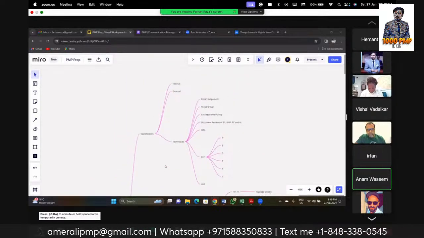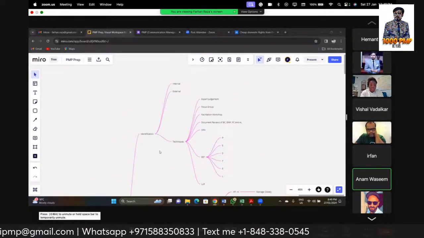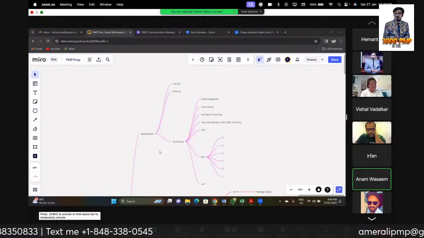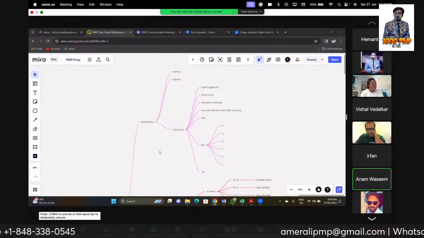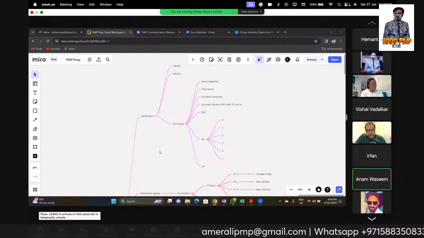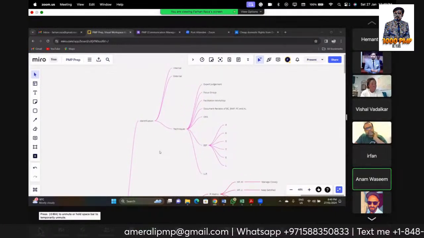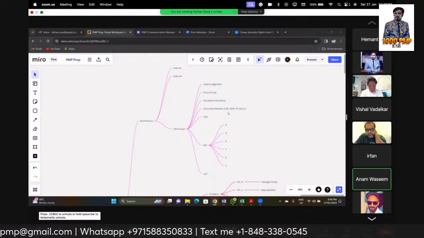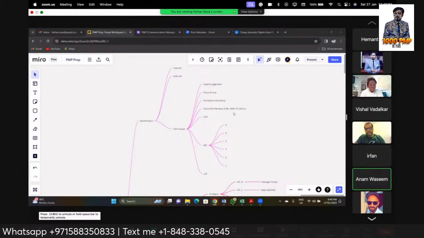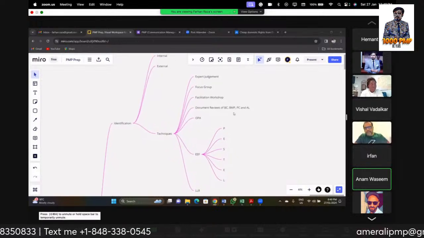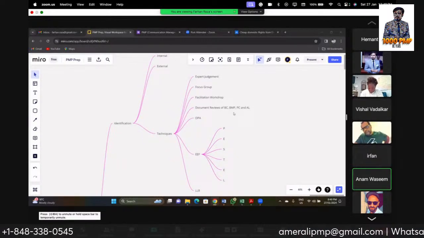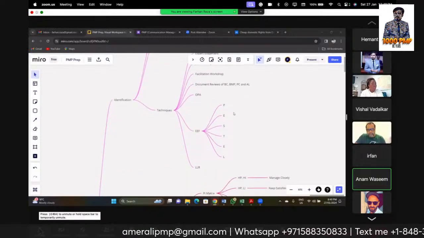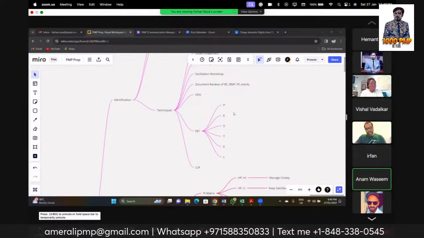Yeah, in stakeholder, our first step is in initiation: we make the project charter, we get the assumption log, and we make the stakeholder register, where we identify the stakeholders through expert judgment, focus groups, and facilitation workshops. We review the important business documents like the business case, benefit management plan, project charter, and assumption log. We also review the OPAs to find if we had missed any important stakeholder.